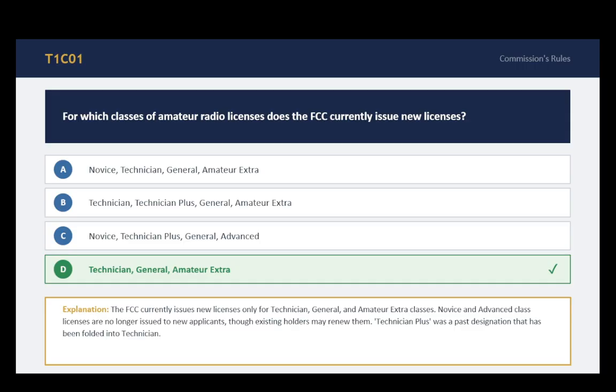For which classes of amateur radio license does the FCC currently issue new licenses? The answer is D, technician, general, and amateur extra. The FCC currently issues new licenses only for technician, general, and amateur extra classes. Novice and advanced classes are no longer issued to new applicants, though existing holders may renew them. Technician Plus was a past designation that has been folded into Technician.